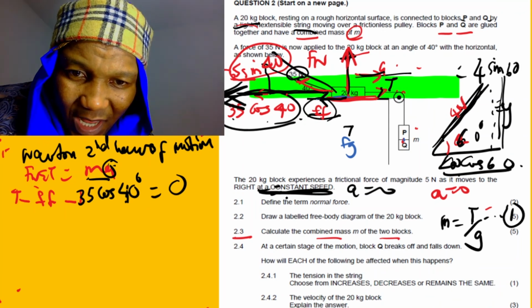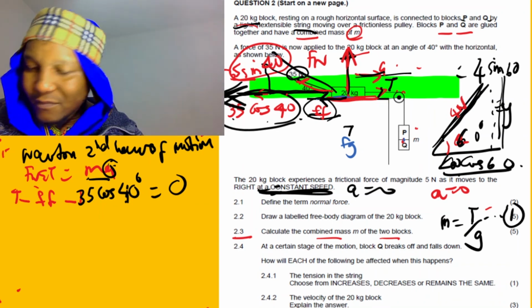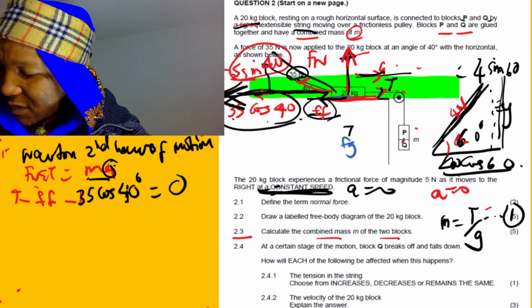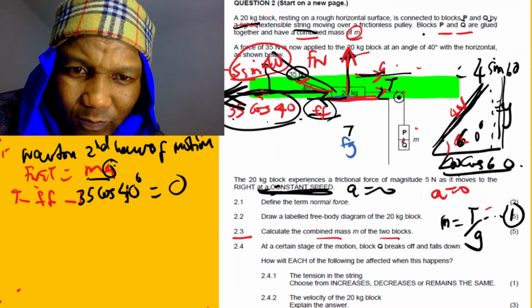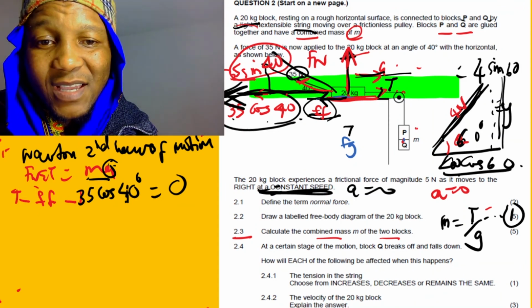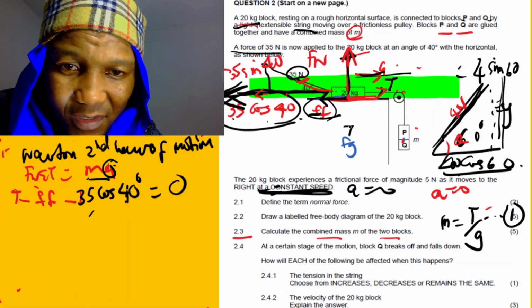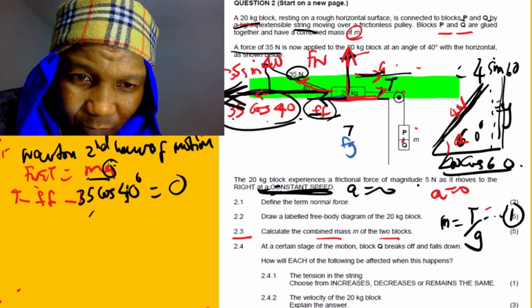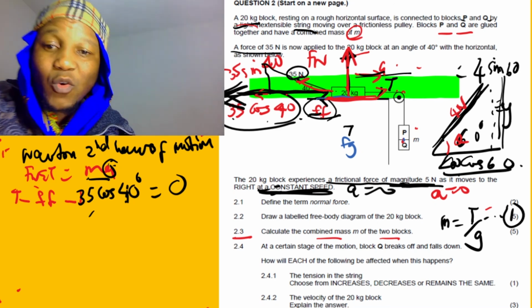Do you have a friction force or not? Let's read here. Oh, yes, they gave us here. No, they didn't give us. This is force applied, which is 35. Now, the friction force here is 5 Newton. Okay, so we can plug everything in here.